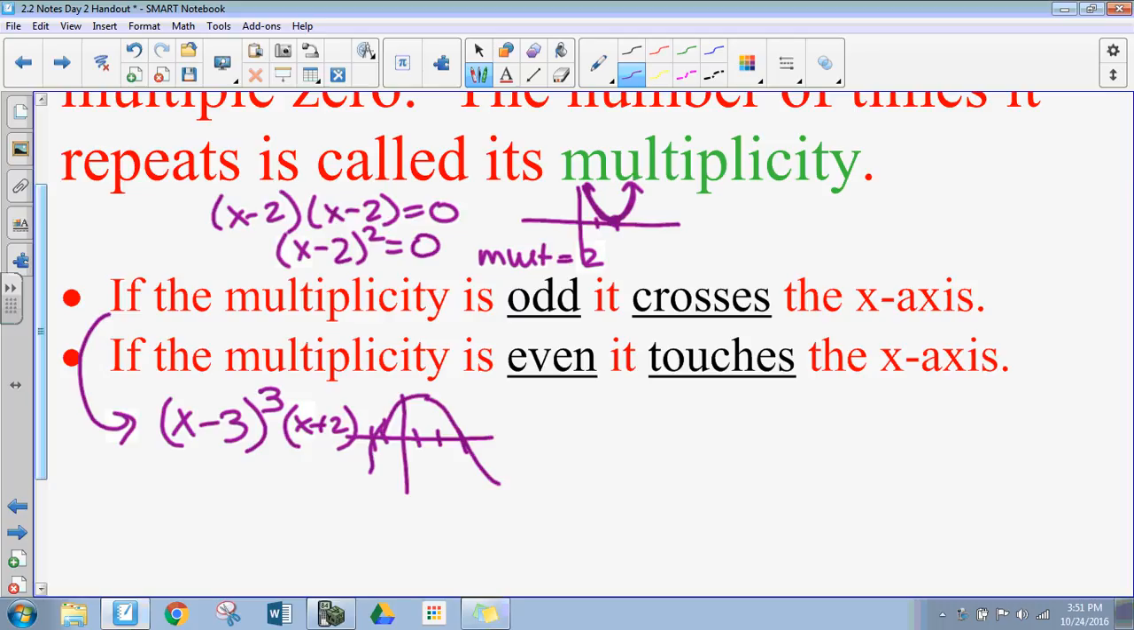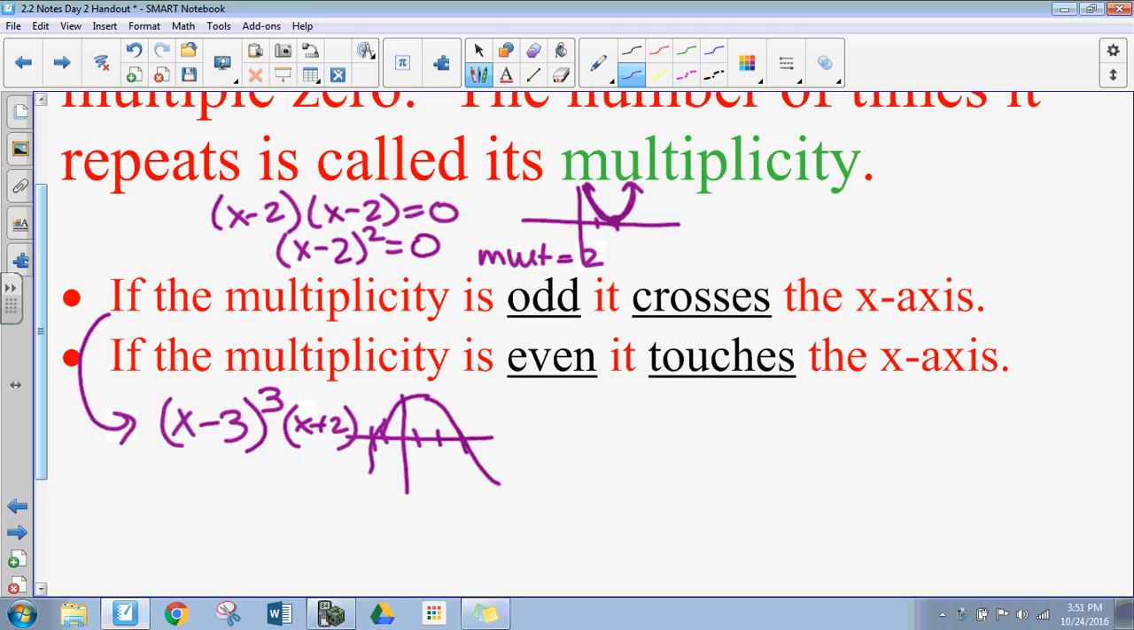So always think back to the graphs that you know. So like y equals x, that's going to cross the x-axis. It only happens once, so it's crossing. If it comes down and it touches, it's an even, like our quadratic. So this is an idea that we will keep talking about throughout this unit as we're graphing our different polynomial functions. Okay.